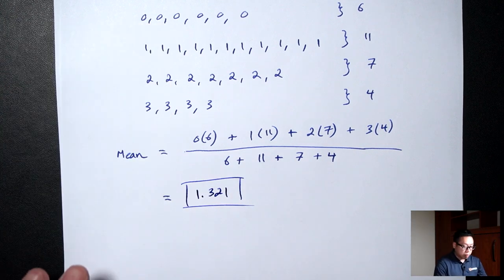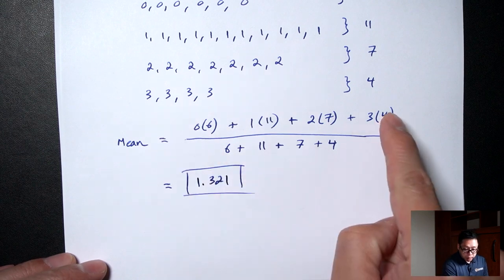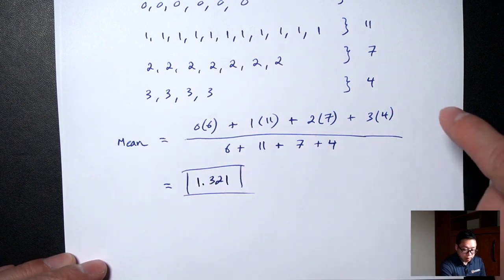If you're using another calculator where you can't enter a fraction like this, do the top separately, get a number. Do the bottom separately, get a number, and then divide.